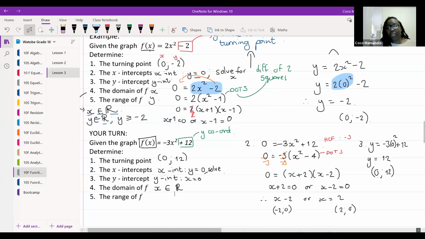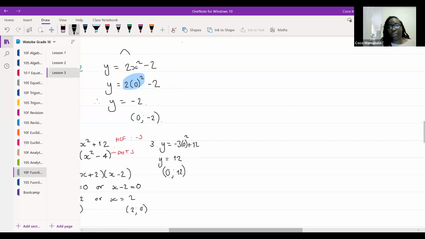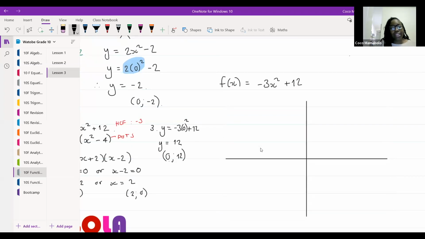Now, I want to show you guys something. All right, my graph f of x is actually negative. So this is f of x is equal to -3x squared plus 12. If I had to plot this on a Cartesian plane, guys, is this a smiley face or a frowny face parabola? Is it a happy or a sad face parabola? Good, it's frowning, right? And the turning point is at 0 and 12. And it's frowning, it's coming down like this.